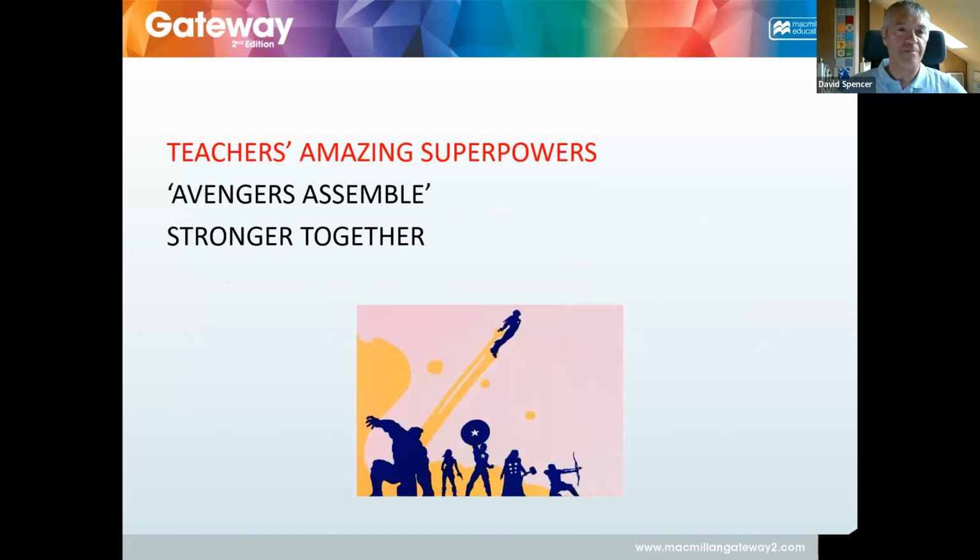More superpowers. I am actually a big fan of superheroes and Spider-Man and the Avengers. One of our superpowers is that we know, exactly the same as the Hulk and Captain America and Thor, that each superhero is powerful when they are on their own, but they are more powerful when they are together. And I think that one of the great things about teachers is that we are stronger together. Unity is the strength of teachers.